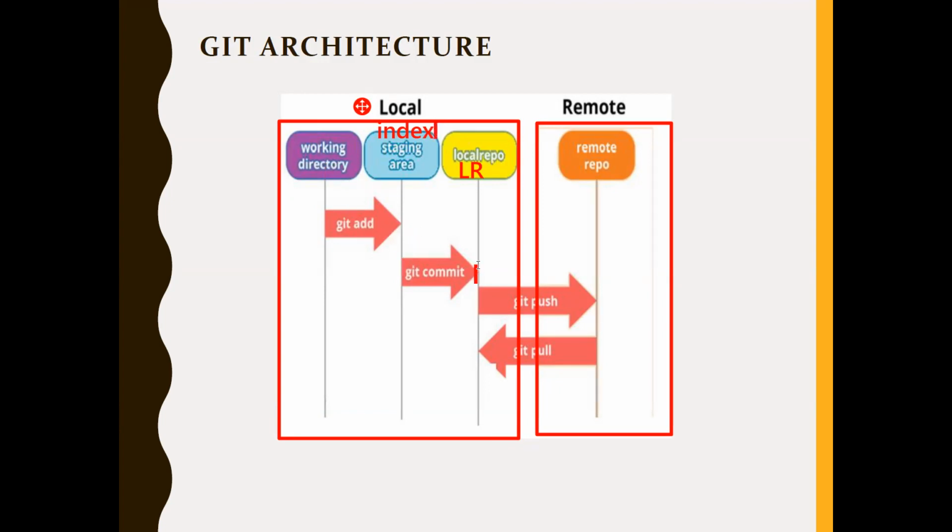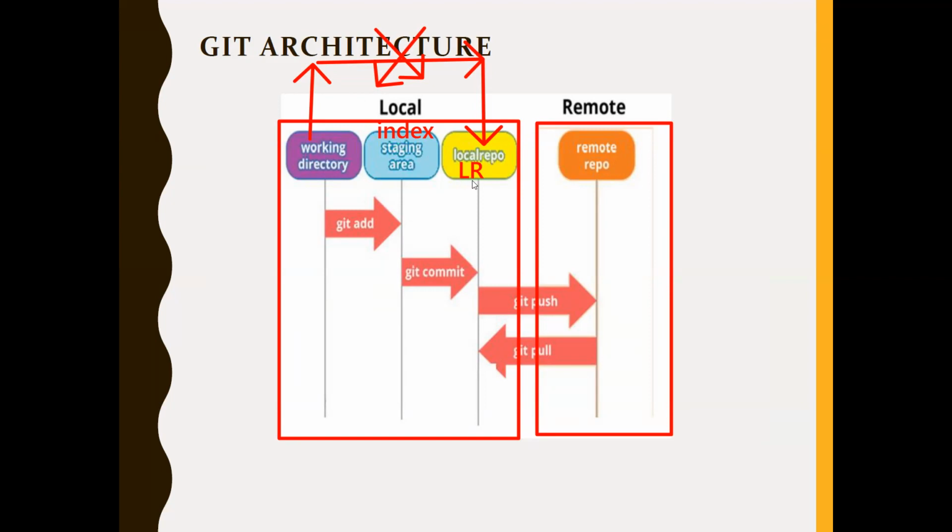From staging, you have to move them to local. The point to note here is that you cannot move your changes straight away from working directory to local. This is not possible. Whenever you create a local repository, you will get this working directory, staging area and all. First, your changes should be moved to staging, from staging to local. Only then, from local, you can move to the remote repository where others can see your changes, right?